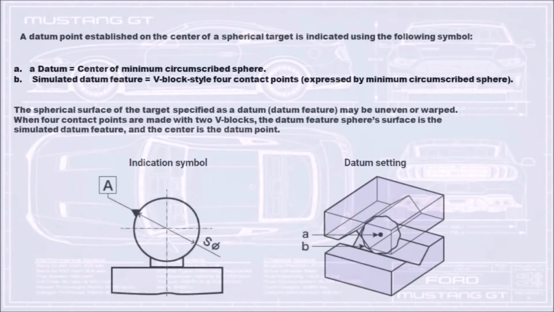A datum point established on the center of a spherical target is indicated using the following symbol, as shown below. A datum equals the center of the minimum circumscribed sphere. B simulated datum feature equals V-block style, 4 contact points, expressed by the minimum circumscribed sphere. The spherical surface of the target specified as a datum feature may be uneven or warped. When 4 contact points are made with 2 V-blocks, the datum feature sphere's surface is the simulated datum feature, and the center is the datum point.